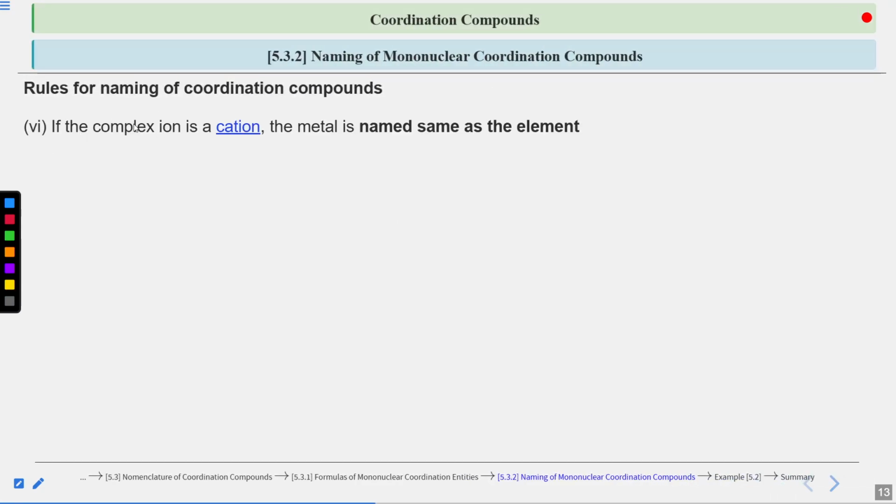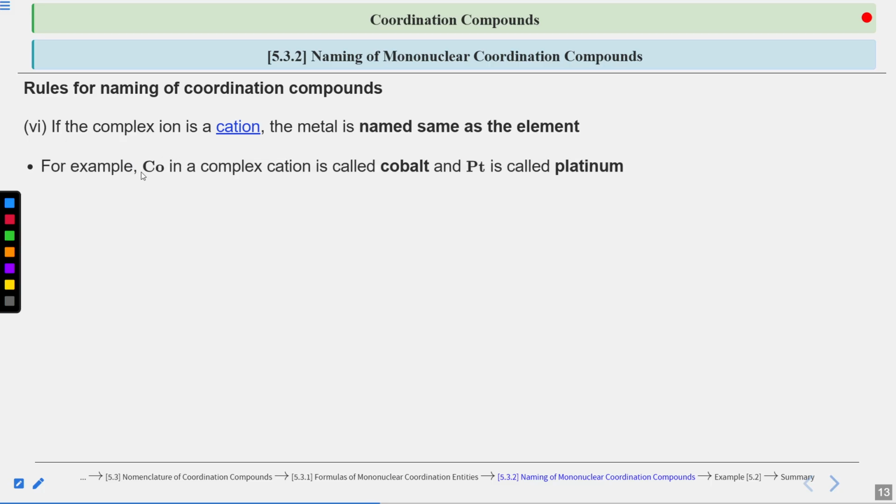Sixth rule: if the complex ion, that is, the square bracket enclosed coordination entity, is a cation, then while naming that compound the metal name is going to be the same as the element. If it is nickel, nickel will be there. If the complex ion is a cation, then the central metal name will be present as it is in the coordination compound naming.